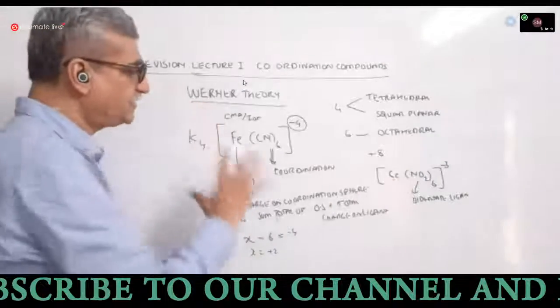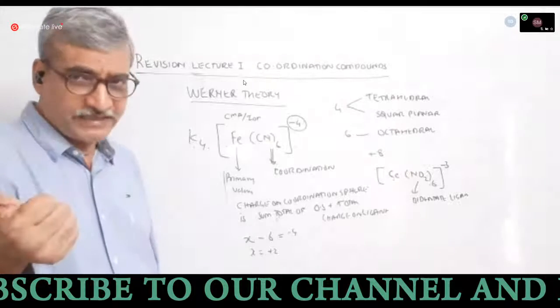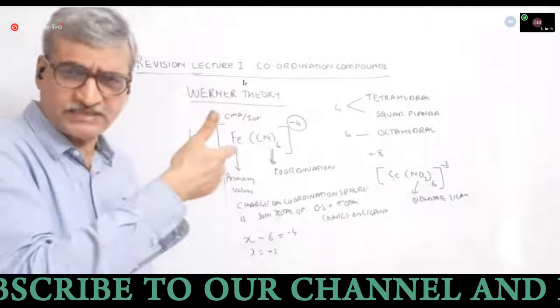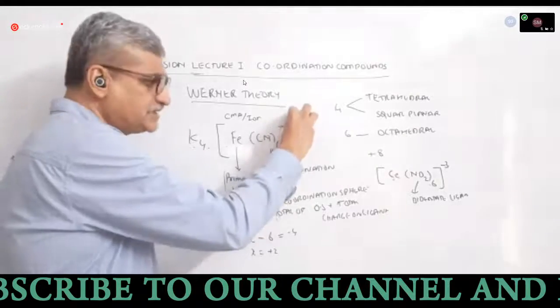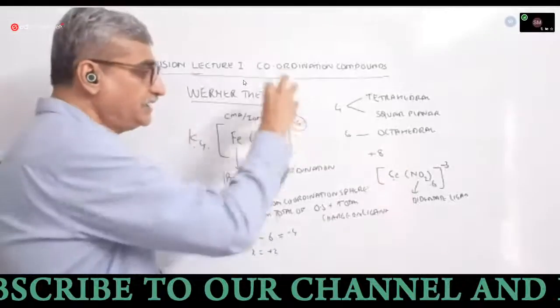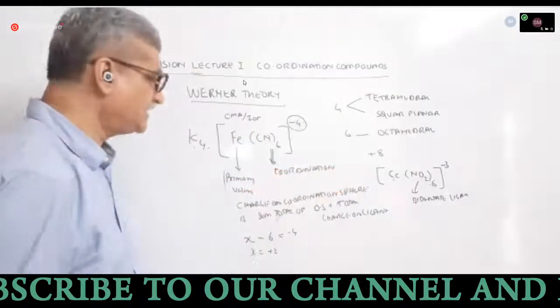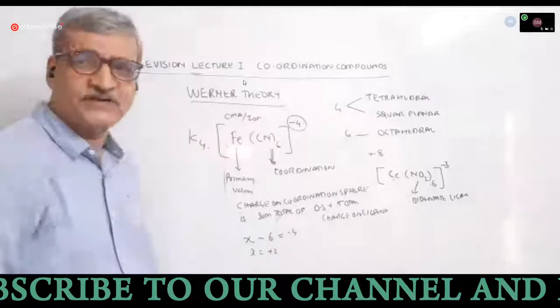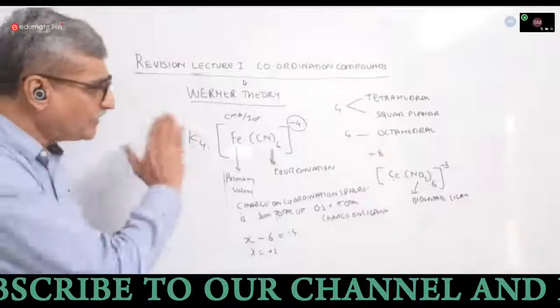So Werner clearly said: primary valency is the oxidation state, which is non-directional; secondary valency is the coordination number. The sum total gives the residual valency. If it is a neutral complex, it is not satisfied by anything. If it is negative, it is satisfied by positive ions. If it is positive, it will be satisfied by negative ions. As simple as that. So this was about Werner's theory.